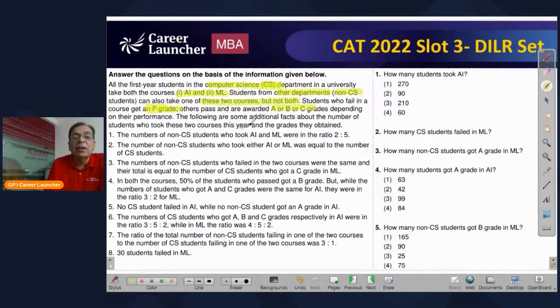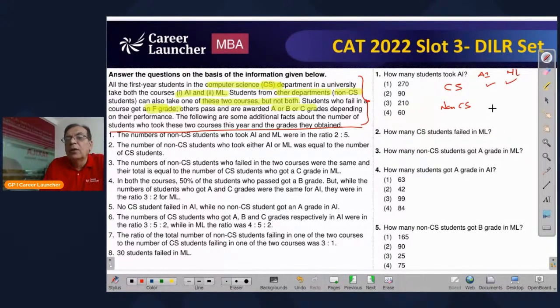The following are some additional facts about the number of students who took the courses this year and the grades they obtained. Okay, so then we have the information. So what is the information we have so far which is useful from our point of view in the first paragraph? Because I will come to these statements 1 to 8 later. I just want to look at this part. So effectively it is telling me there are computer science students, there are non-computer science students. There are two courses, AI and ML. A computer science student has to study both. A non-computer science student has to study either of the two, not both of them. Okay. So this is the information.